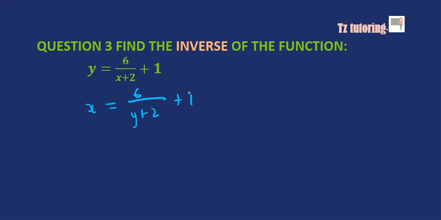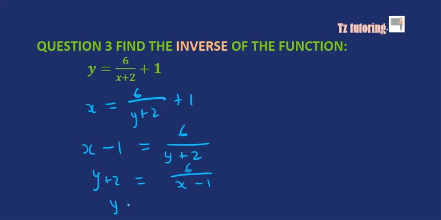Alright, okay, so how to start? We could take the positive 1 on the other side of the equation, it becomes negative 1. Okay, we swap those two values. So y plus 2 comes to the right, and x negative 1 becomes the denominator. And if we're solving this in terms of y, we can take the positive 2 to the right hand side of the equation, and that would be our inverse function.